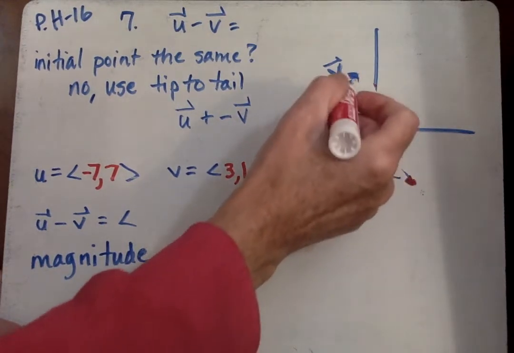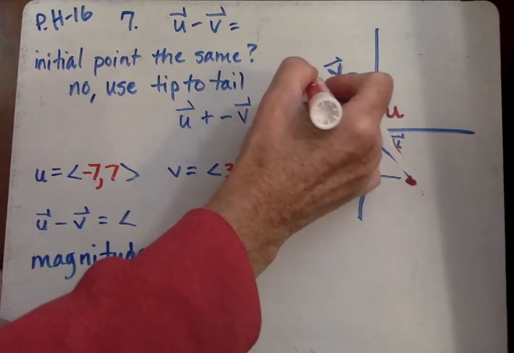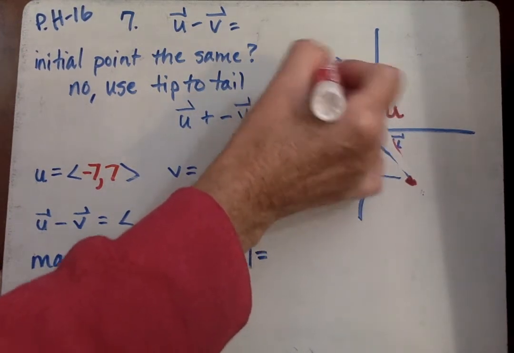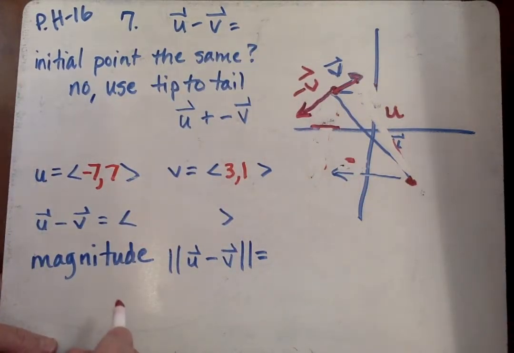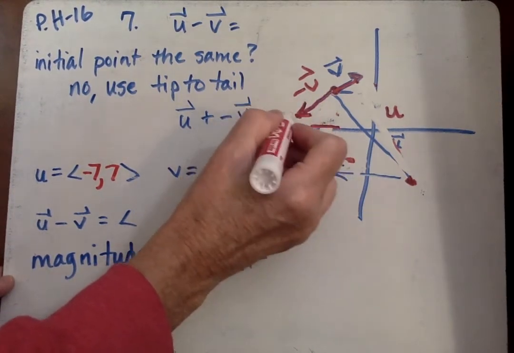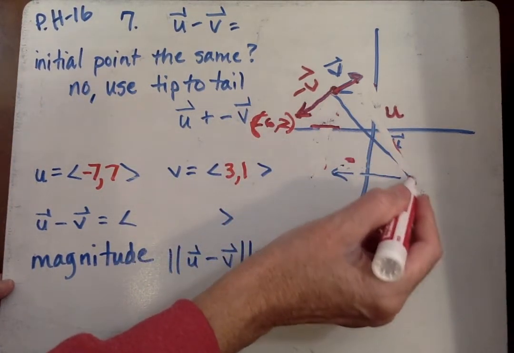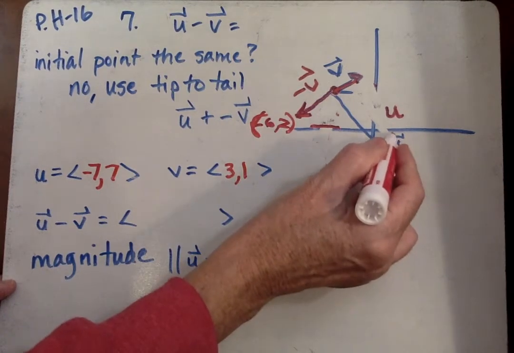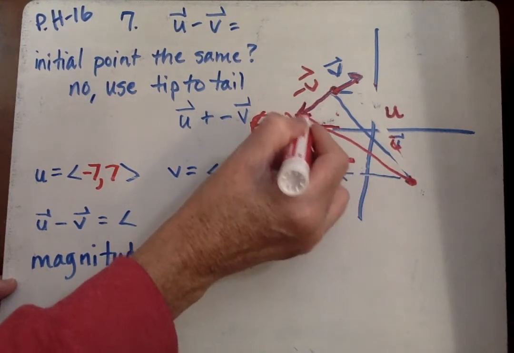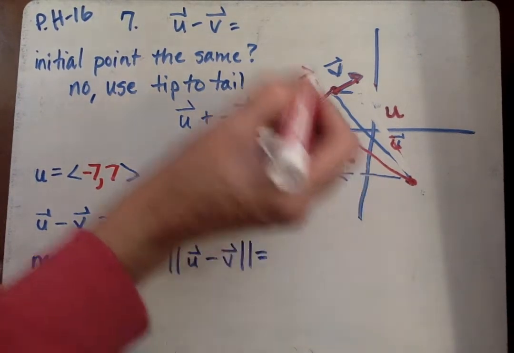Okay, so our negative V, instead of going up and this way, we're going to go this way. So negative vector V. Okay, so we have to go left 3 and down 1. So that should be at negative 6, 2. So that end point right there is negative 6, 2. And I don't know if we need to know that, but now we know our resultant vector should go from our original point of U all the way to our terminal point of negative V. So right here is going to be my U minus V.